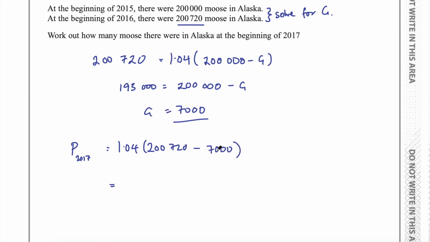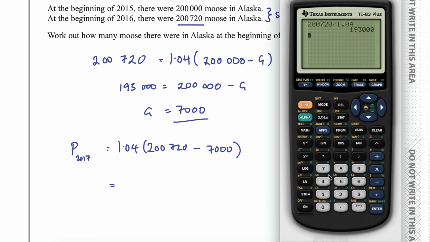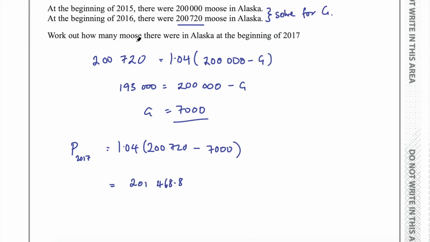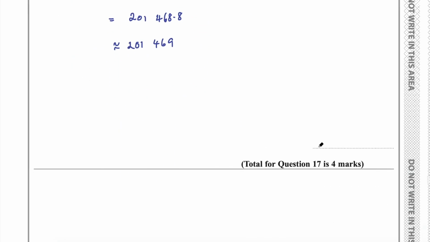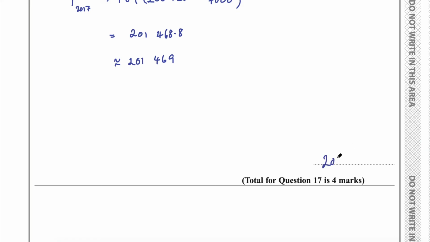And now all we need to do is solve that. So 1.04 bracket 200,720 take 7,000 equals 201,468.8. And now if we're talking about moose, we probably don't want that 0.8 of a moose, so we want to round that off. I would round it up to 469. So the number of moose at the start of 2017, my final answer there is going to be 201,469. And that was question 17 for 4 marks.